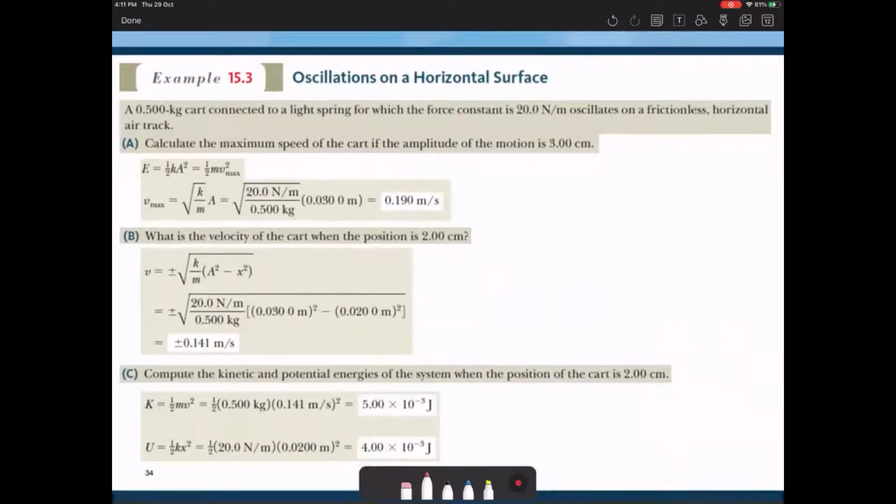Okay, now we take a look at another example. Here we have an oscillation on a horizontal surface, which is once again a spring mass system. The particle is a 500-gram cart connected to a spring with a spring constant 20 Newton per meter. You're asked to decide what is the maximum speed in part A if the amplitude of the motion is 3 cm.